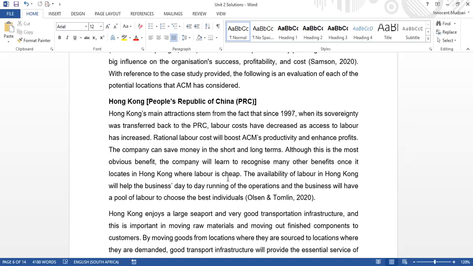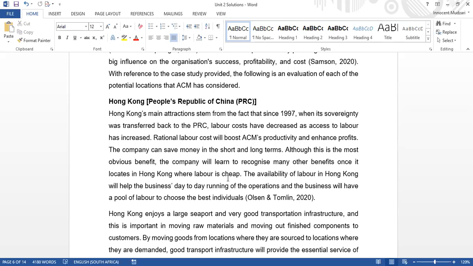So let's look at Hong Kong, which is PRC. The main attraction of Hong Kong comes from the fact that since 1997, when its sovereignty was transferred back to the PRC, labor costs have decreased as access to labor has increased. Right? Now you're writing that the labor costs have decreased in PRC. And then the rational labor costs will boost ACM's productivity and enhance profits. The company can save money in the short and long terms.